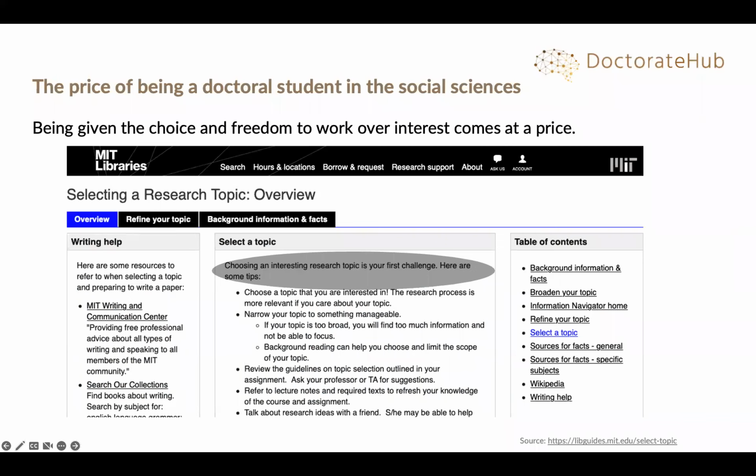And if you look at that, choosing an interesting research topic is your first challenge. Here are some tips. Choose a topic that you are interested in, right? Those are good intended guides, but they work over the wrong triggers. A research student usually picks on the interesting, and this is not really what is meant with this type of advice. So it's not getting easier for you to get into your research topic.